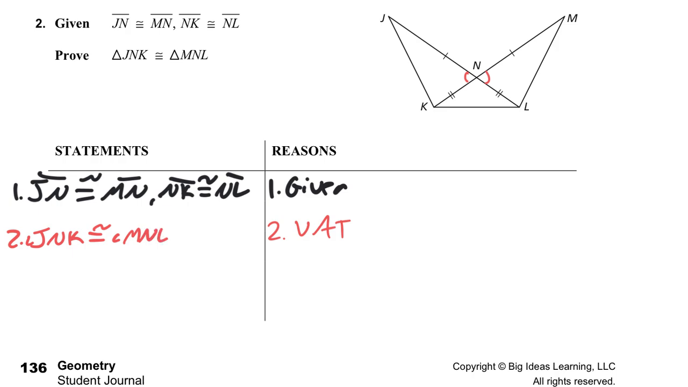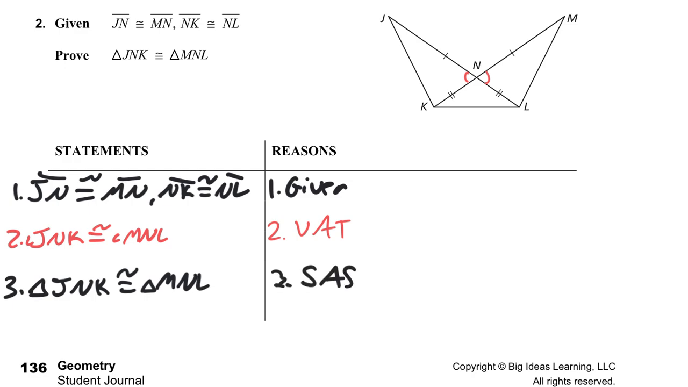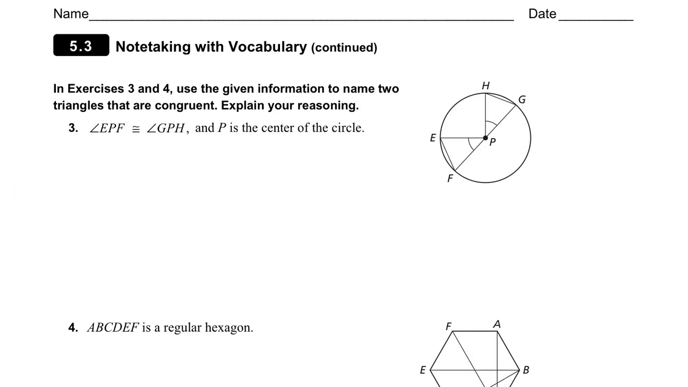Now we have side angle side, so we can end with triangle JNK is congruent to triangle MNL because of side angle side. Let's go to the next one.